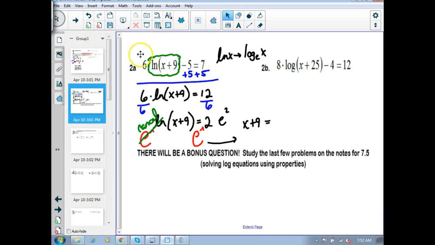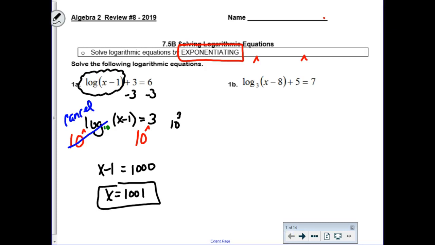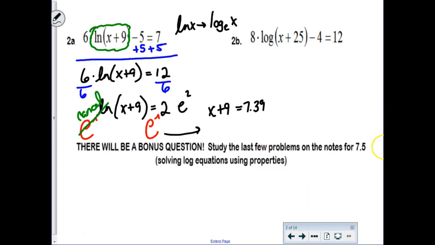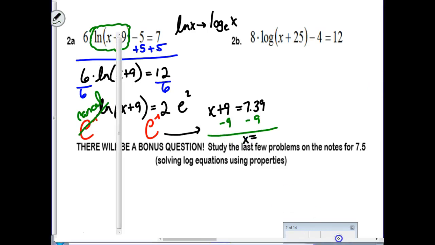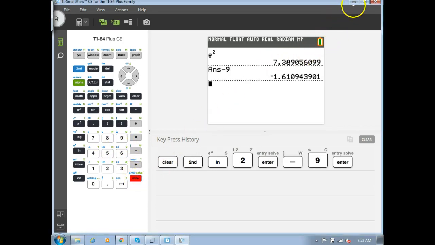7.39, right? I don't know where it said to round. Did it say? Not really. So give me at least 2 decimal places whenever you have to round something. So final step here, we're going to subtract 9 from both sides, and I never do a decimal subtraction in my head. So I get x equals, I don't know, because I will not do this in my head. Minus 9. So negative 1.61.